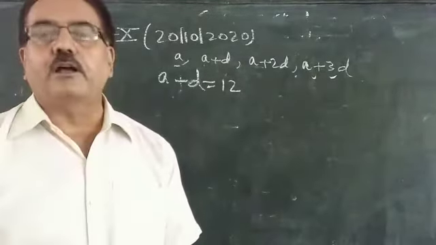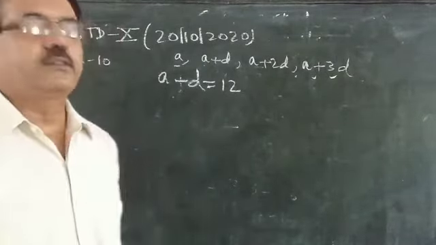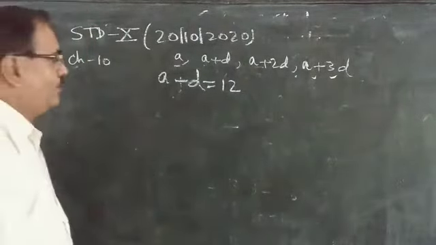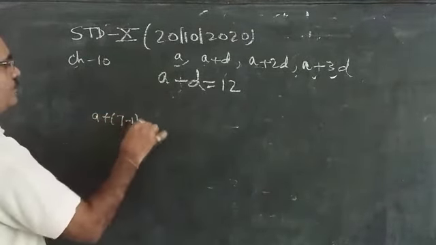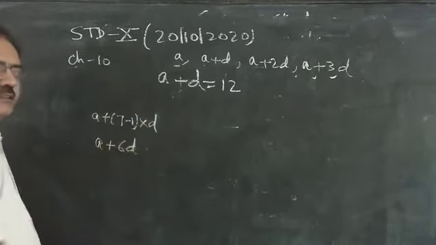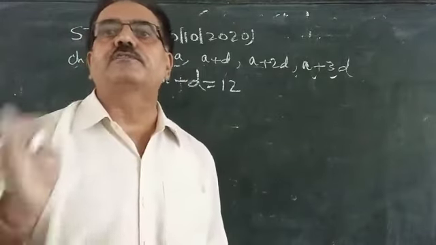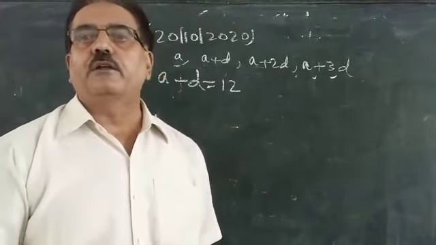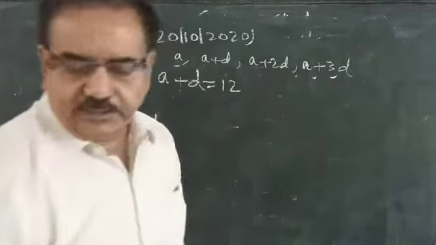And the seventh term exceeds the fourth term. So what is the seventh term? When you put the value in the formula a plus 7 minus 1 into d, you will get a plus 6d. Means the seventh term will be a plus 6d, the fifth term will be a plus 4d, the third term will be a plus 2d. Like this.